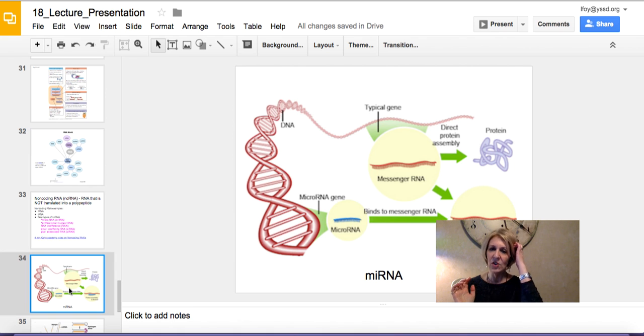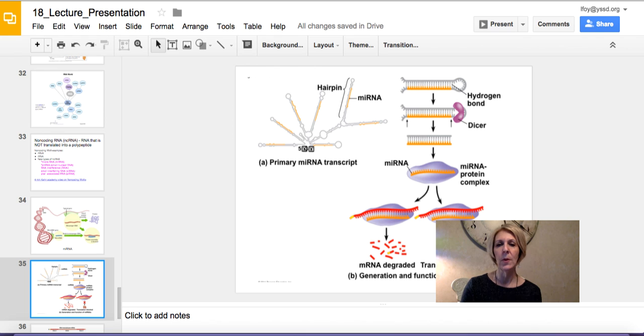I just wanted to take a minute to talk about miRNA because it's very interesting. So one of the things that we have learned about miRNA, or microRNA, is that microRNA can actually bond to a piece of messenger RNA and can actually block it from being translated into a protein.